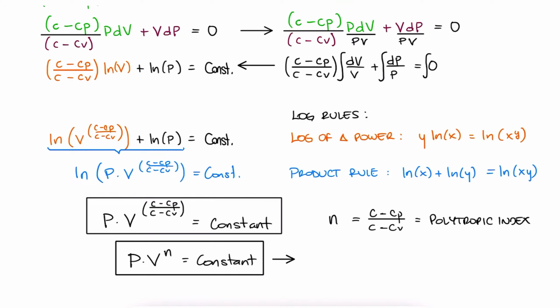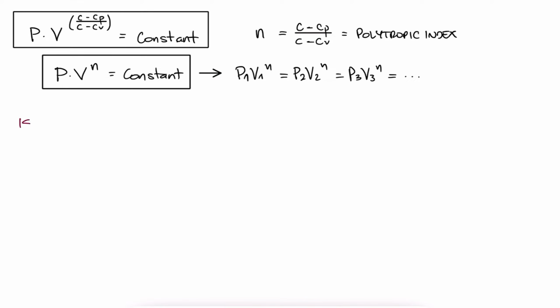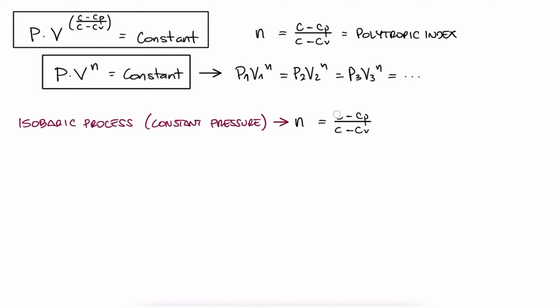This also means that P1V1 to the n is equal to P2V2 to the n equal to P3V3 to the n, etc. We'll take a look at other cases in just a second, but what happens if we try to apply this equation to an isobaric process? An isobaric process, or in other words, a process at constant pressure, means that our general specific heat C is Cp. This would mean that n is equal to 0.